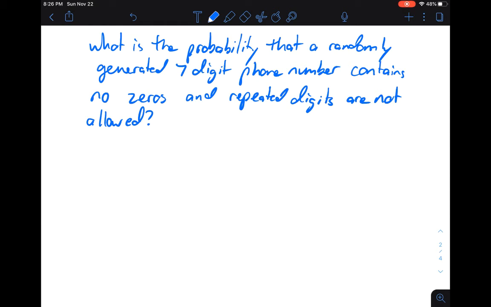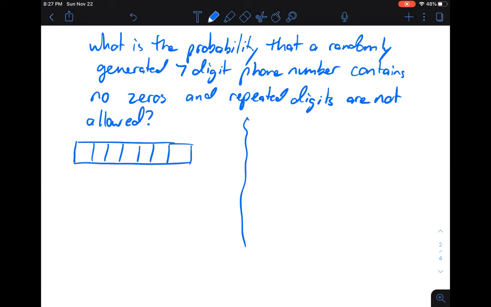Okay, again, I'm going to show you 2 ways to solve this. I will show you with the fundamental counting principle, and then I'll show you an easier way with permutations. So if we've got a 7-digit phone number, 1, 2, 3, 4, 5, 6, 7. I think that's 7 there.